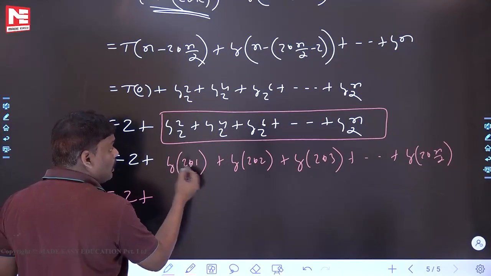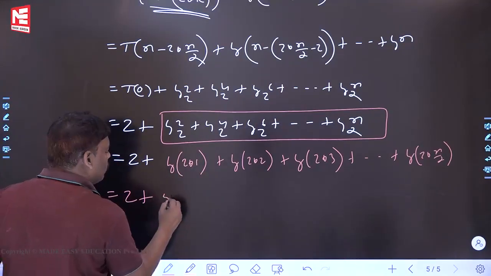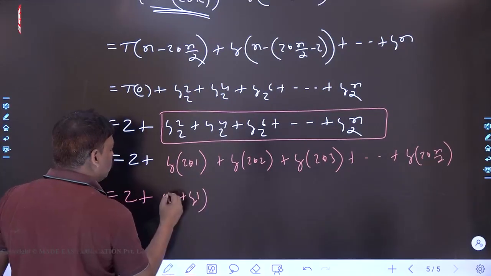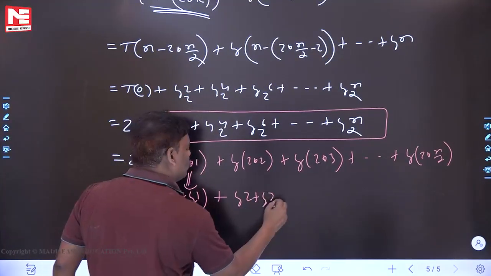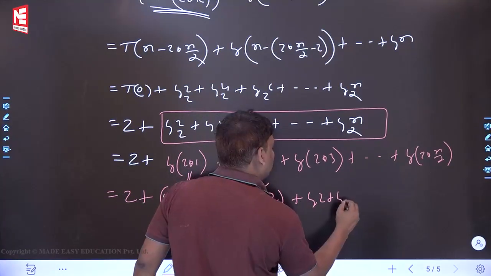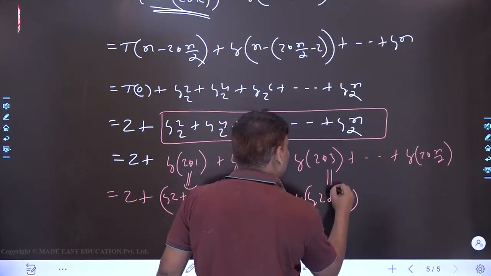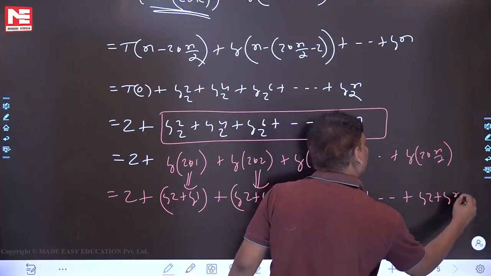It is the log mn formula. Log mn is equal to log m plus log n. Right? What is the answer? Log 2 plus log 1. Same way here, log 2 plus log 2. Same thing here, next one, log 2 plus log 3. It will continue like this. What is the last one? Log 2 plus log n by 2.